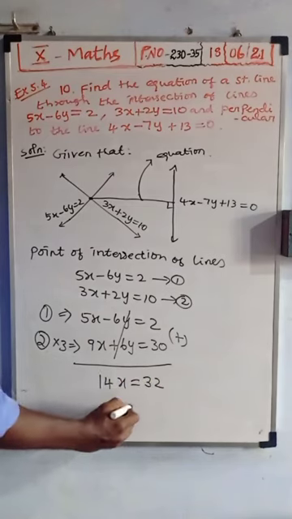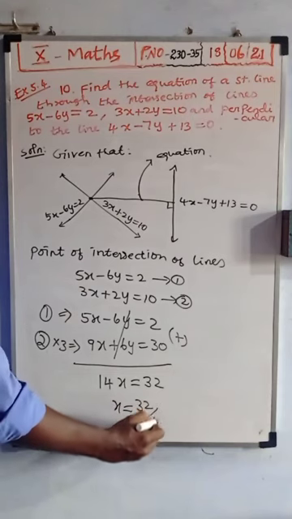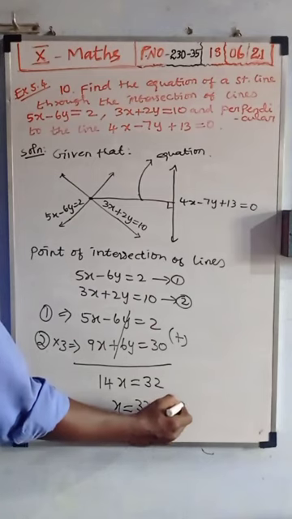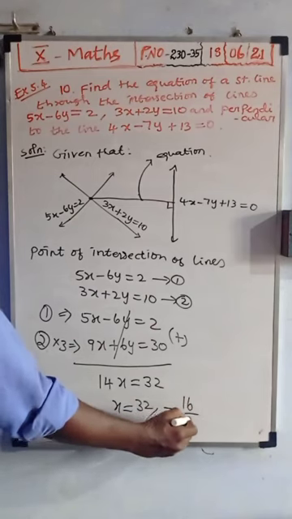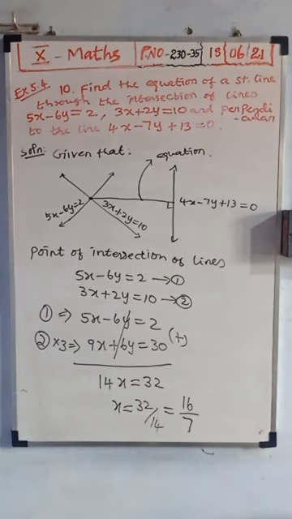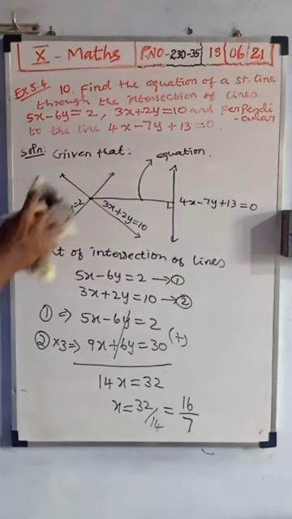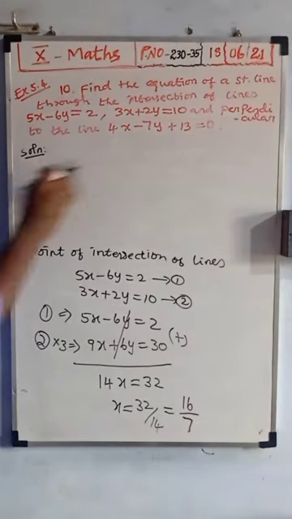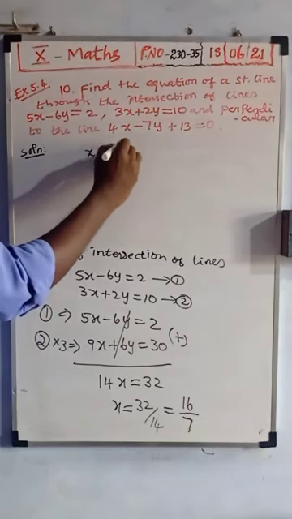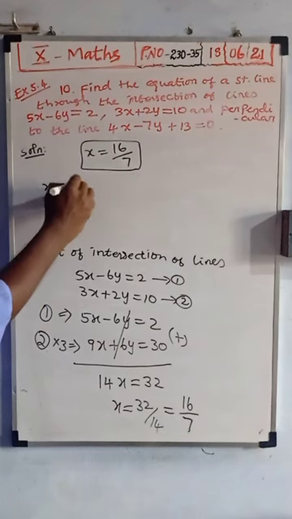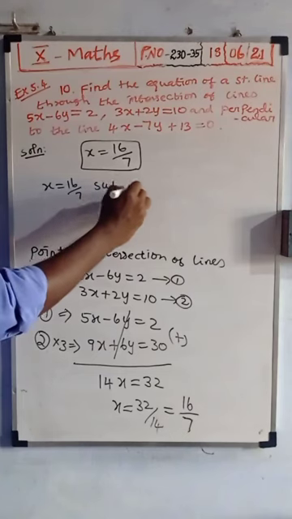Now for x, it is 32 by 14. Is it possible to cancel by the two table? 2 16s are 32, 2 7s are 14. Okay, therefore here we receive the value of one of the variables, x. Therefore x is equal to 16 by 7.